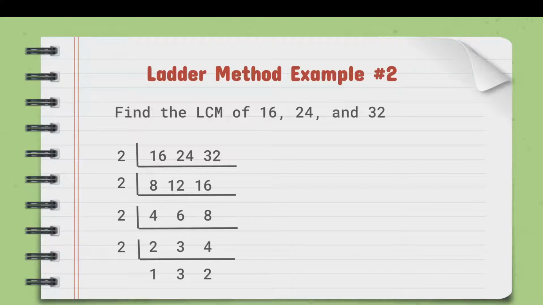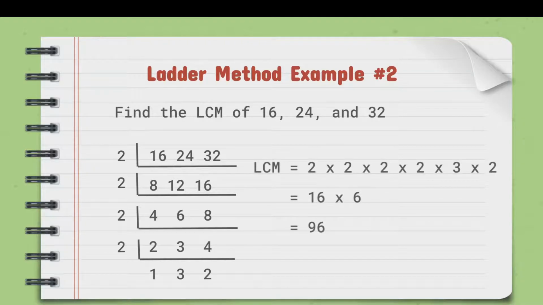As you can see, since 3 is not divisible by 2, you just leave it out and rewrite the number below. After you do so, you will get 1, 3, and 2 as a result. And the LCM would equal 96.